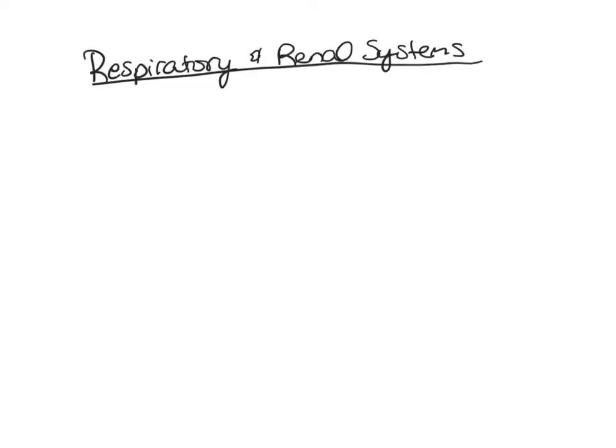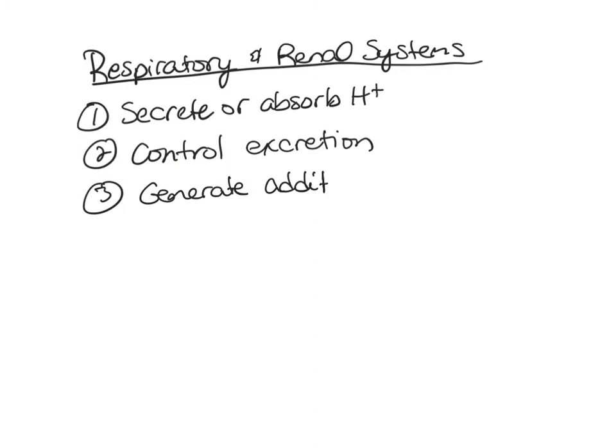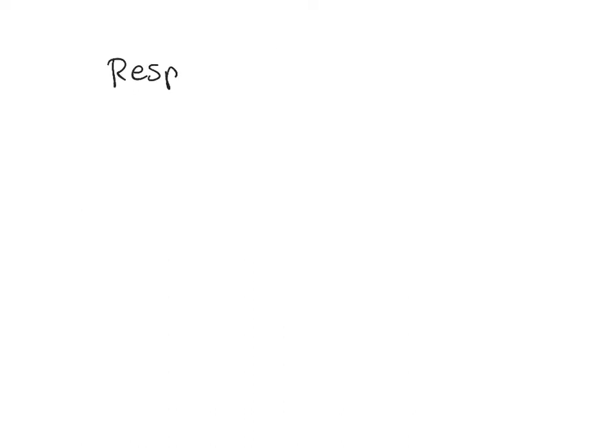So now we're going to look at the respiratory and the renal systems. Both of these systems can secrete or absorb hydrogen. They can control the excretion of hydrogen or bicarbonate. They can generate additional buffers, and they can maintain the pH by combining with buffer systems. Let's look at the respiratory system first.